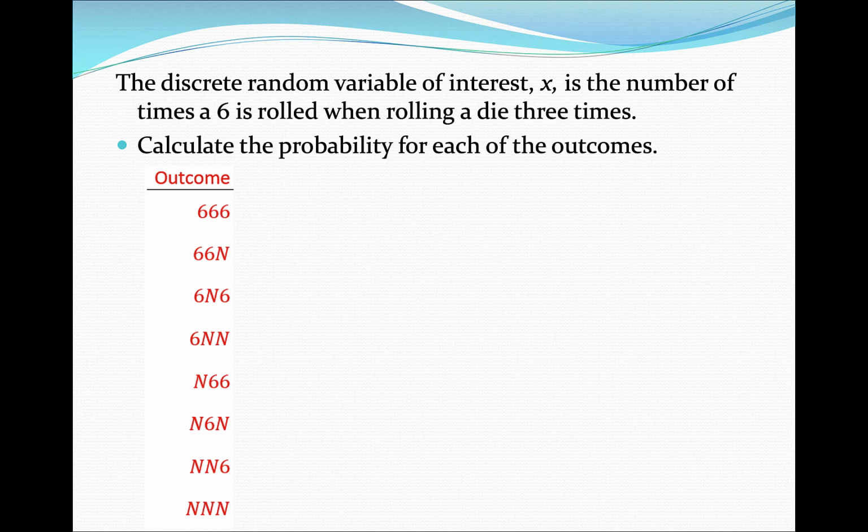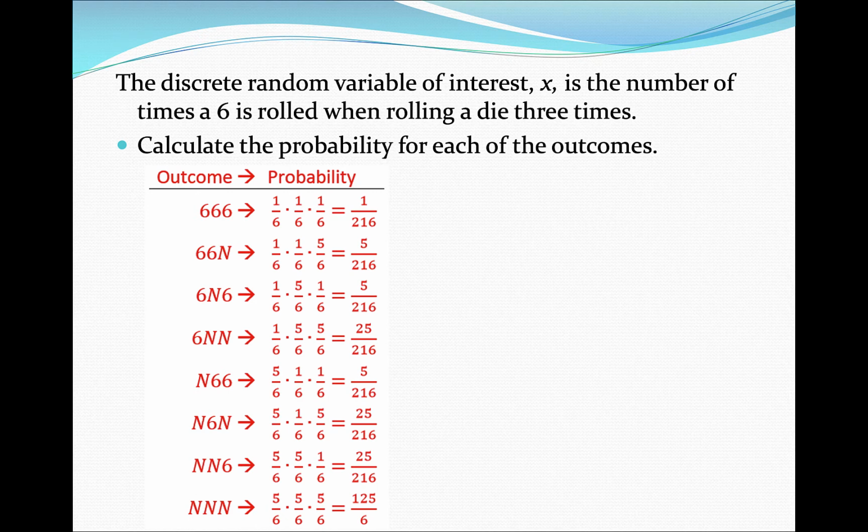So for example, the probability of getting 3 6s: the probability I get a 6 on the first roll is 1 out of 6. The probability I get a 6 on the second roll is 1 out of 6, and the probability I get a 6 on the third roll is 1 out of 6. So if I take 1/6 times 1/6 times 1/6, that'll give me the probability that I get all 3 6s. You can see I have that written out there. That will give you 1 over 216. That's the probability that you get all 3 6s.